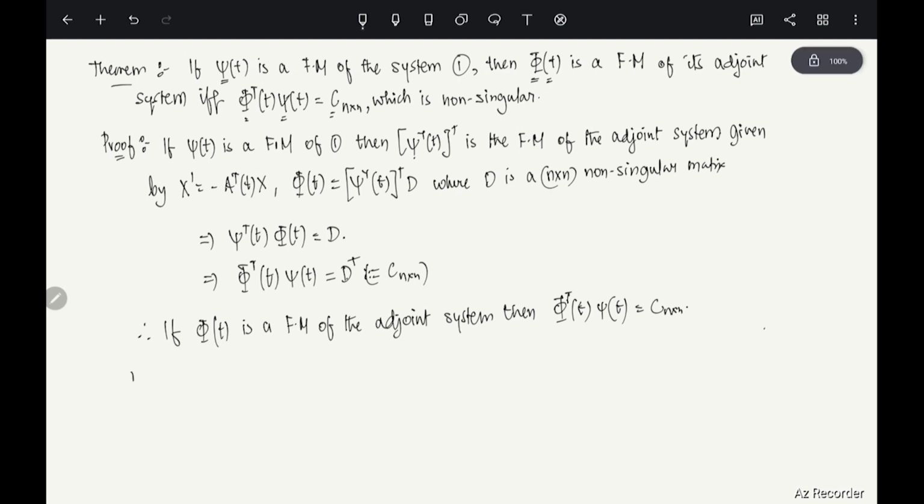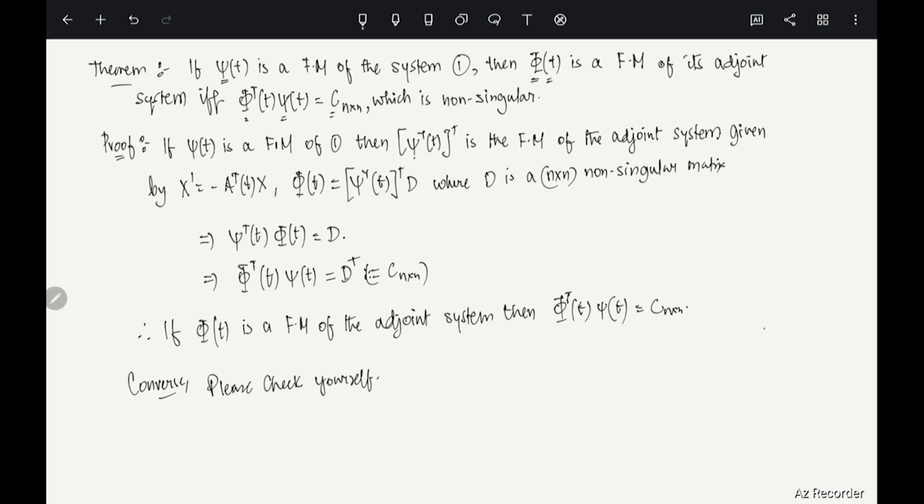And what about the converse? The converse says that if phi transpose psi is constant, you just have to show that phi is a fundamental matrix. So please check this yourself. This is not difficult. Please check yourself.